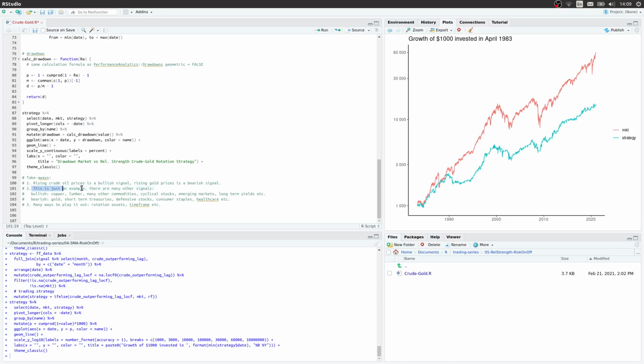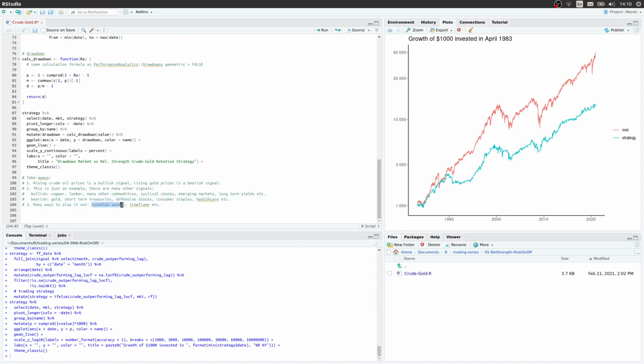The second takeaway I want to mention is that, of course, this is just one very simple relative strength strategy, but there are other bullish indicators: copper, lumber, many other commodities, cyclical stocks, emerging markets, long-term yields, etc., that you can use for the bullish side. And for the bearish, besides gold, you could have a look at the short-term treasury index, defensive stocks, healthcare, etc.